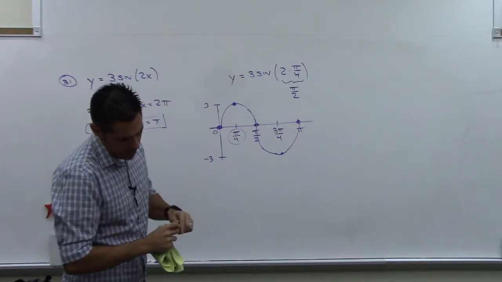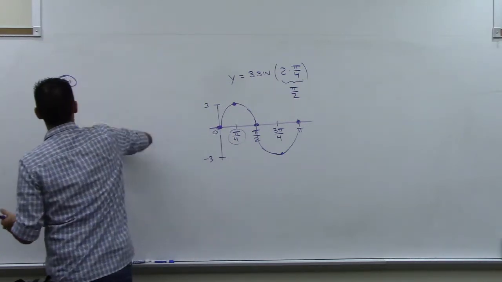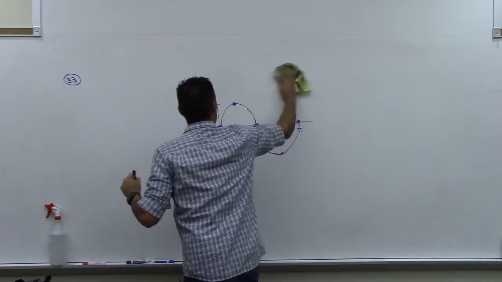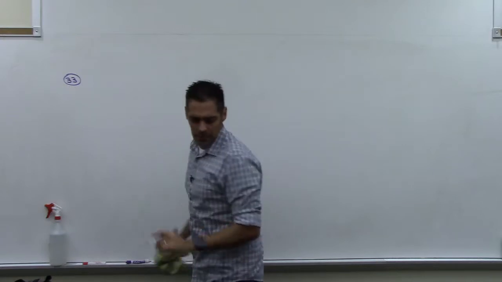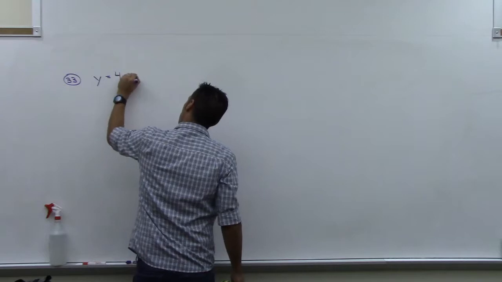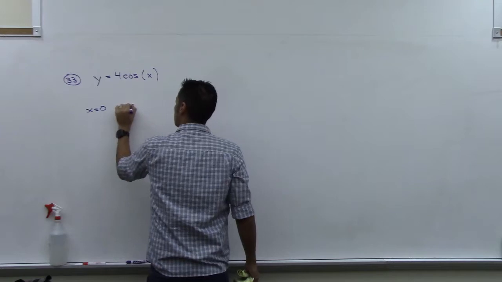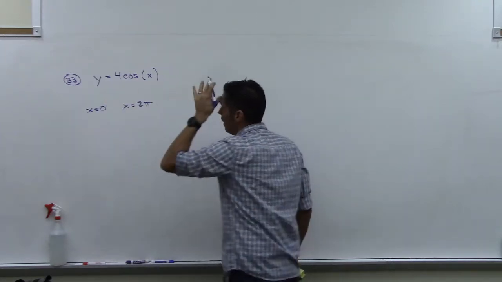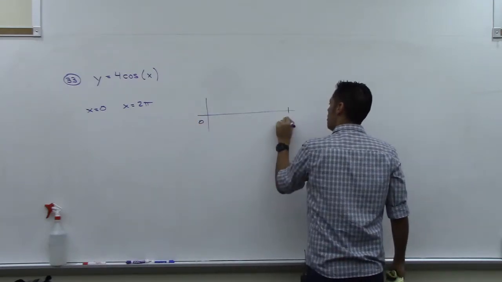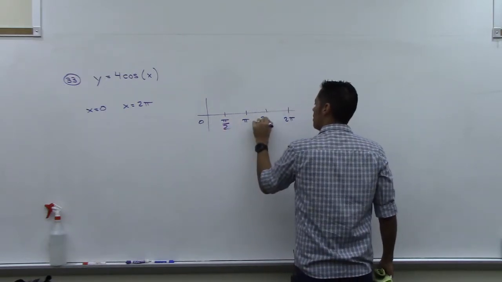All right, now we're going to start doing these graphs. It's not multiple choice anymore, but that means I'm just going to continue doing what I'm already doing. 33. So I've got y equals 4 cosine x. Okay, this one's pretty straightforward. Set x equal to 0, x equal to 2 pi. So you already have your answers there, okay? So I've got at 0 and at 2 pi. Halfway is pi, half of that's pi over 2, and then this is 3 pi over 2.